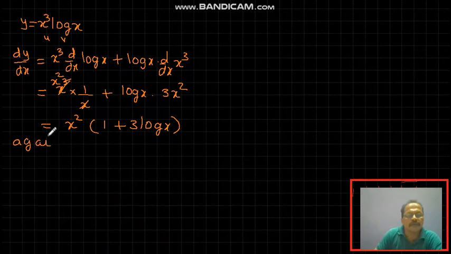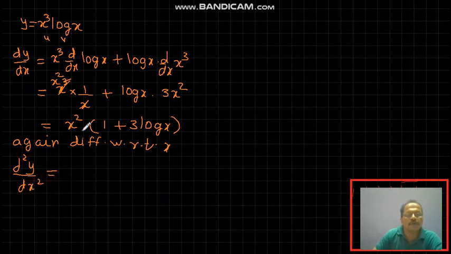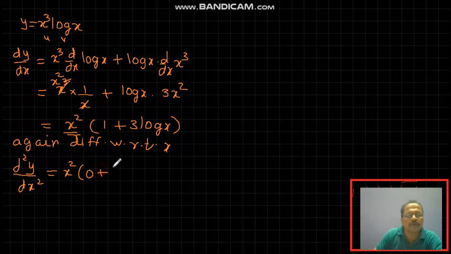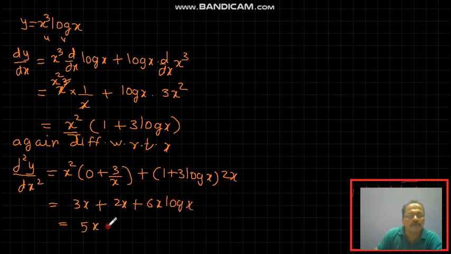Again differentiating with respect to x, we get d2y by dx square is equal to, now x square is treated as u and this bracket 1 plus 3 log x is treated as v. x square into derivative of the bracket is 0 plus 3 upon x, plus the bracket 1 plus 3 log x into derivative of x square is 2x, equal to, now this x is cancelled, 3x plus 2x plus 6x log x, equal to 5x plus 6x log x. You can take x common.